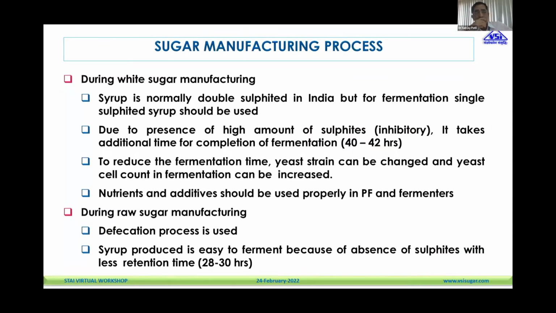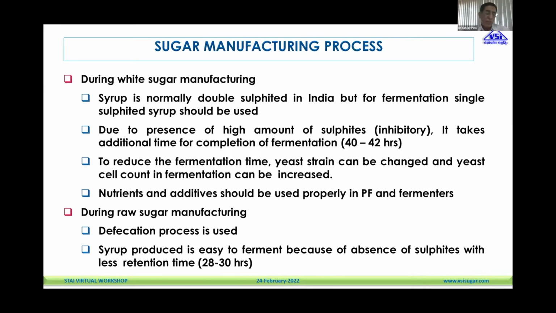Coming to the sugar manufacturing process, if you are manufacturing plantation white sugar, generally in our country we do double sulfitation, but for fermentation, single sulfited syrup should be used. The high amount of sulfites is inhibitory to the yeast, which is why we require a longer retention time in fermentation, about 40 to 42 hours. To reduce fermentation time, you have to select a proper yeast strain and maintain a proper yeast count so that fermentation progresses faster. You also have to add a good amount of nutrients and additives, as the syrup or juice will have some nutrient deficiency, in the pre-fermenter as well as in the fermenter.